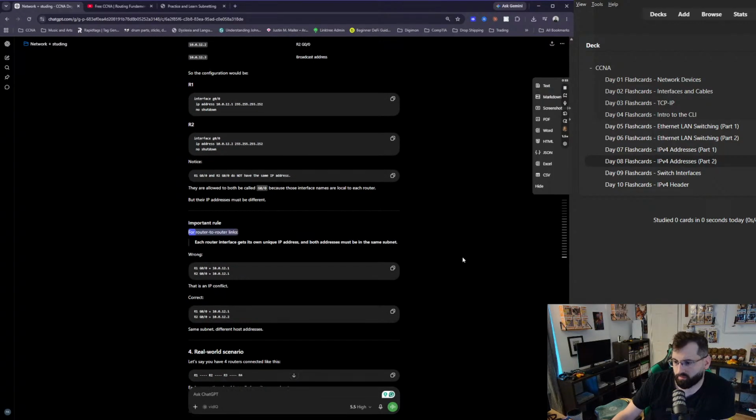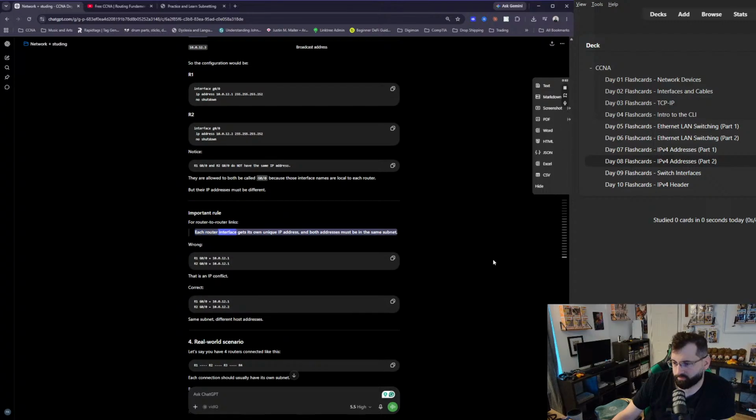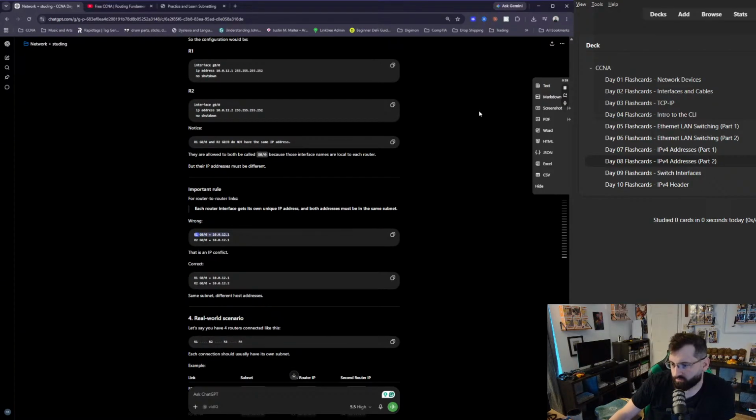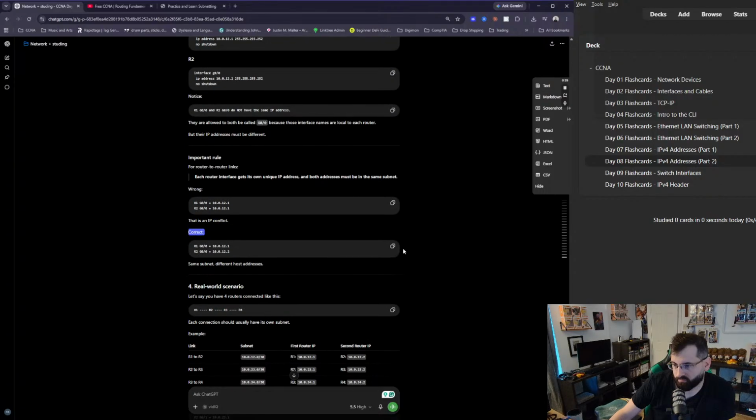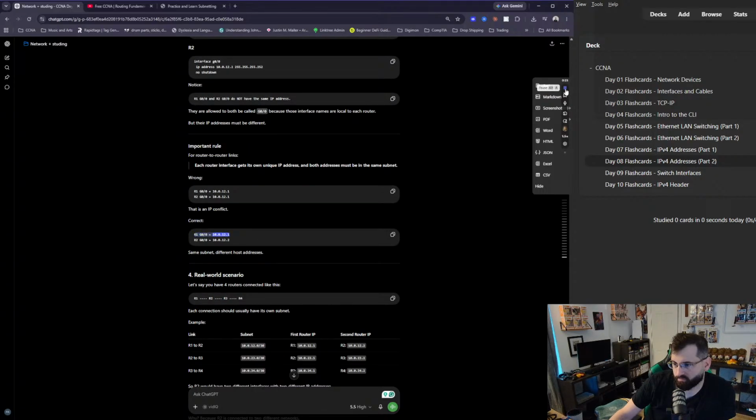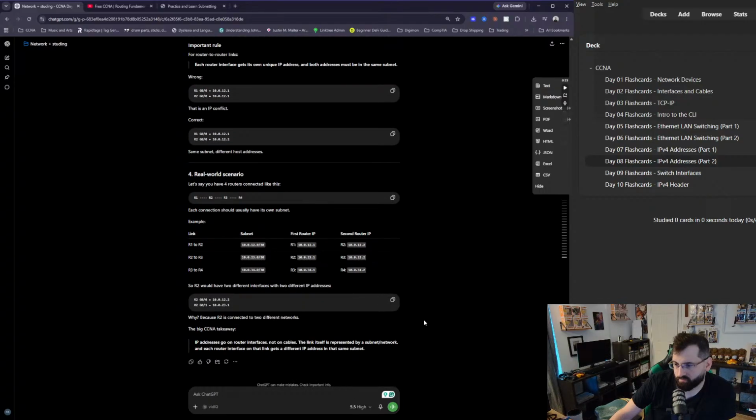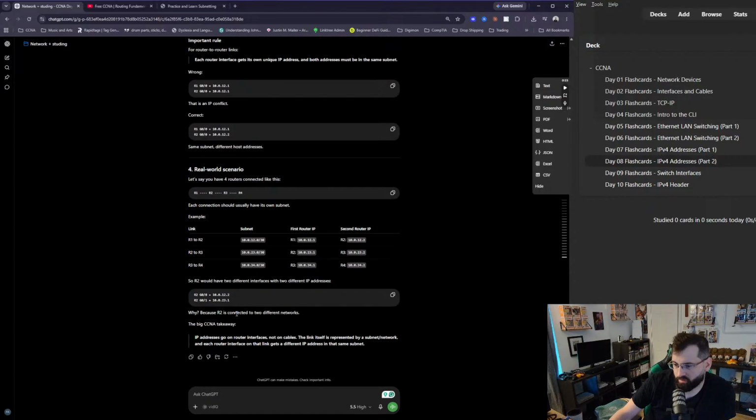Important rule: for router-to-router links, each router interface gets its own unique IP address, and both addresses must be in the same subnet. Wrong: R1 Gig0/0 wrong. Correct: R1 Gig0/0 equals 10.1.2.1. Why? Because R2 is connected to two different networks. Each connection should usually have its own subnet. Example, R1 to R2 is this, first router, second router. Okay, that makes sense.